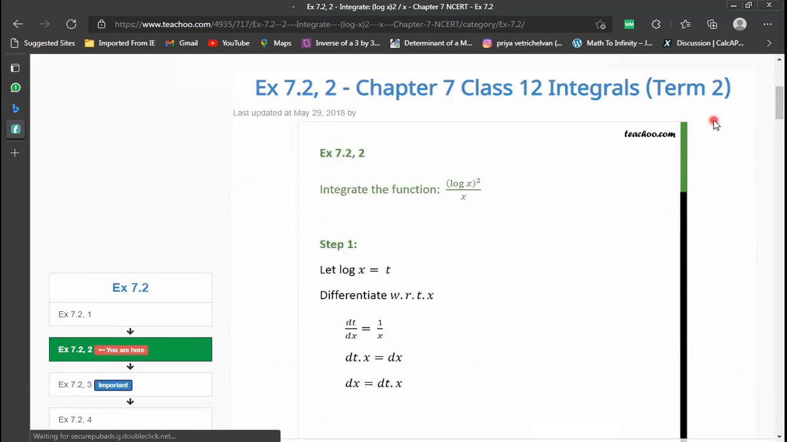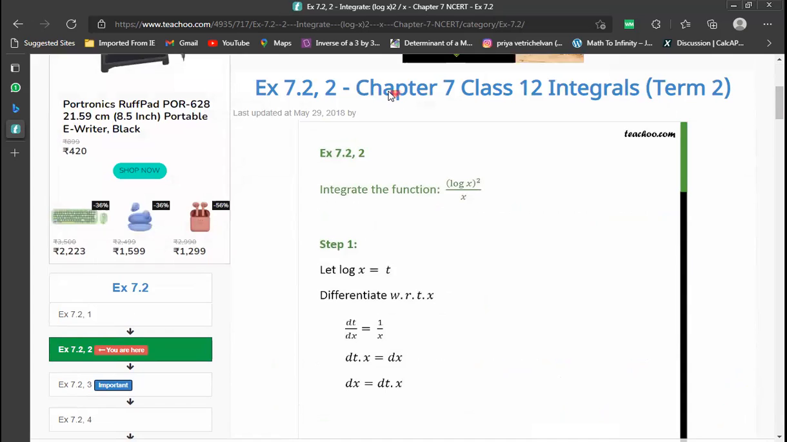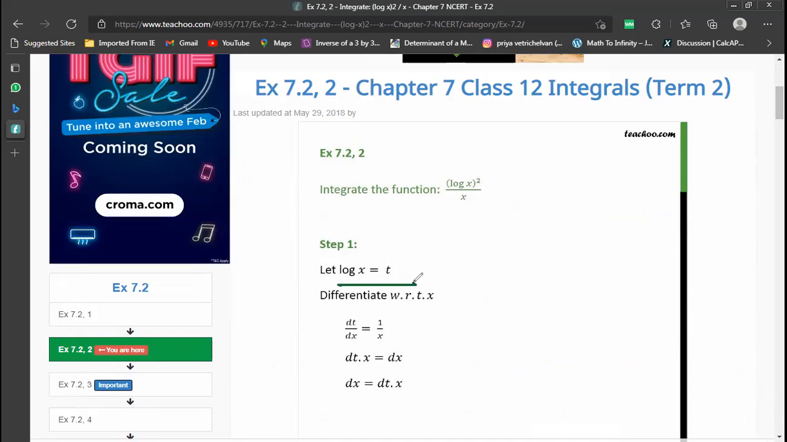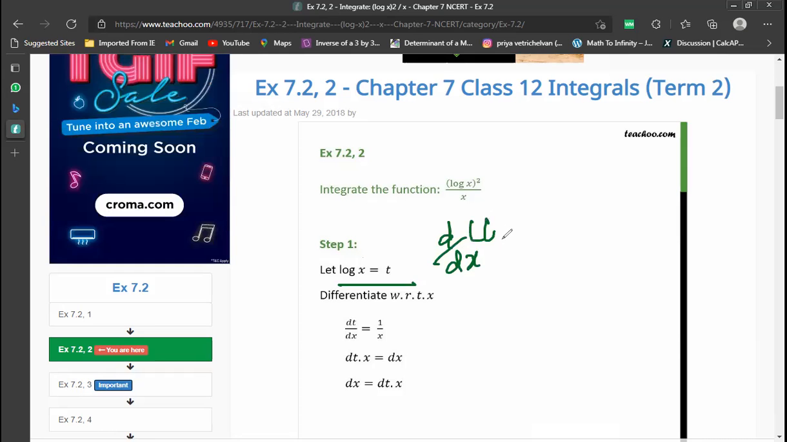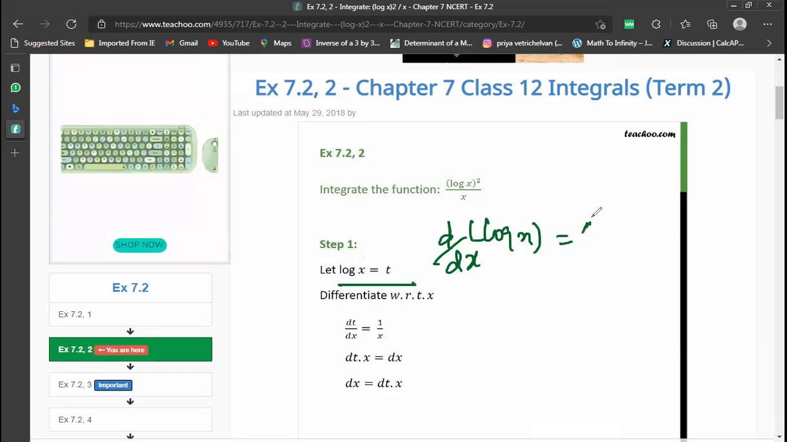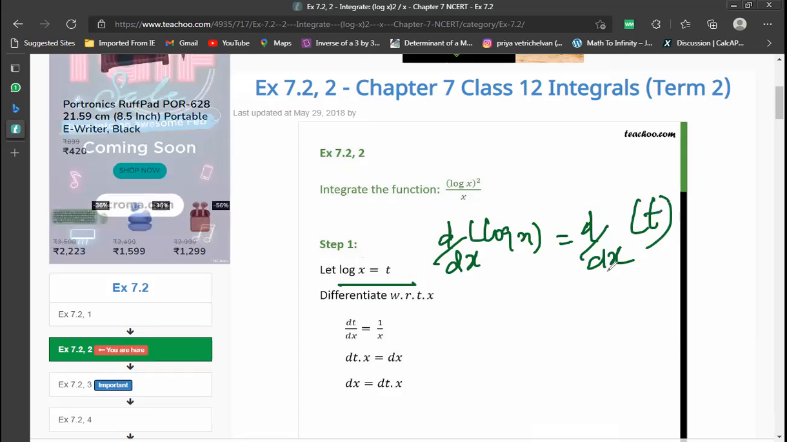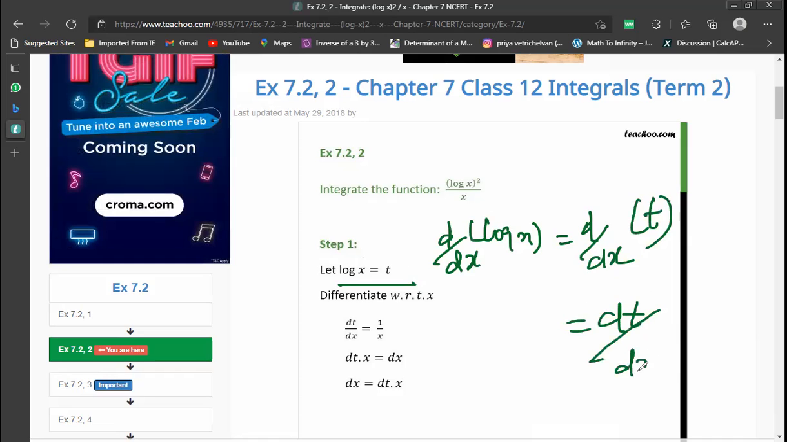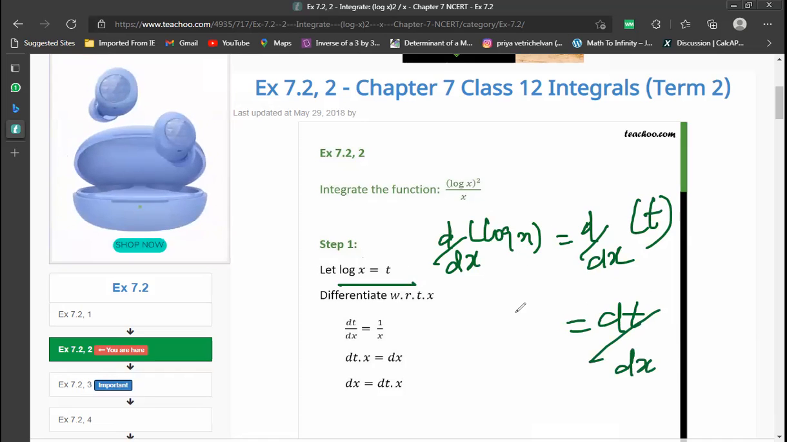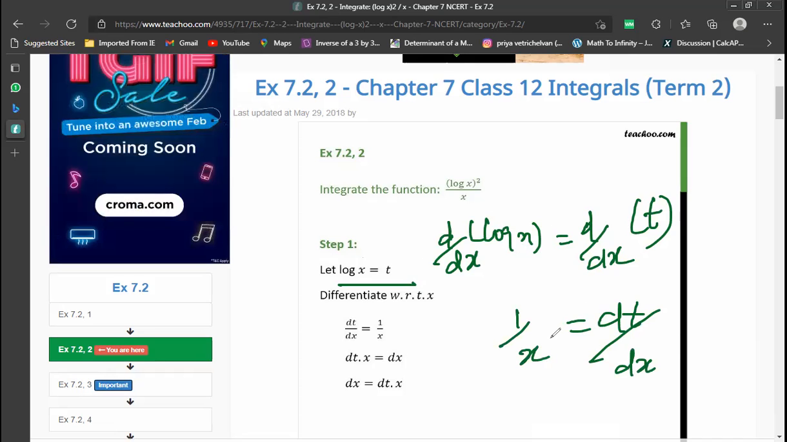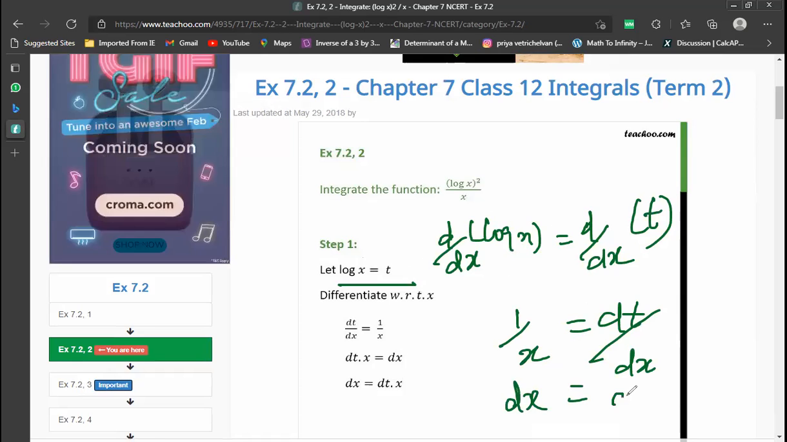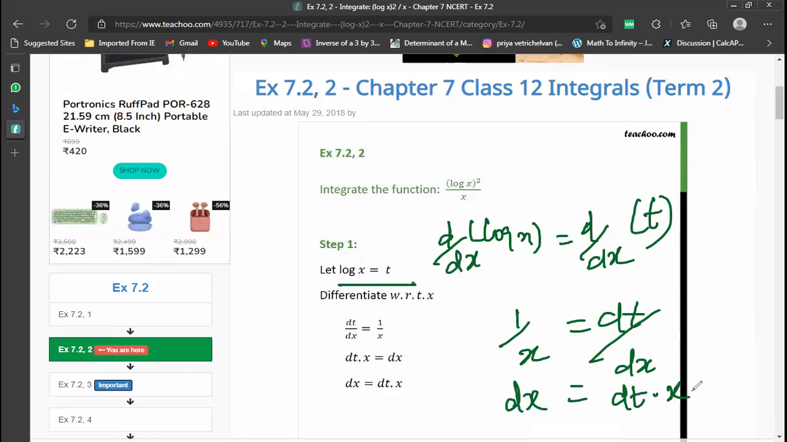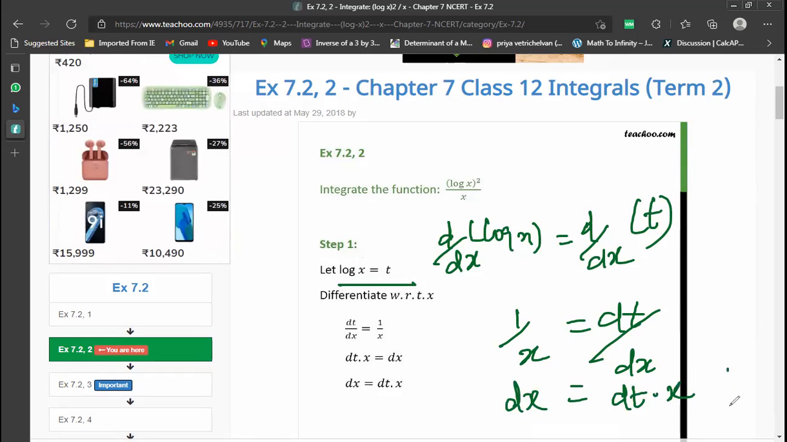Same kind of question. Integral of log x the whole square upon x. Again, log x can be assumed as t. That is the first step. When you differentiate both the side, differentiate t, this will turn into dt by dx. And log x differentiation is nothing but 1 by x. So you can rewrite this as dx is equal to dt into x.